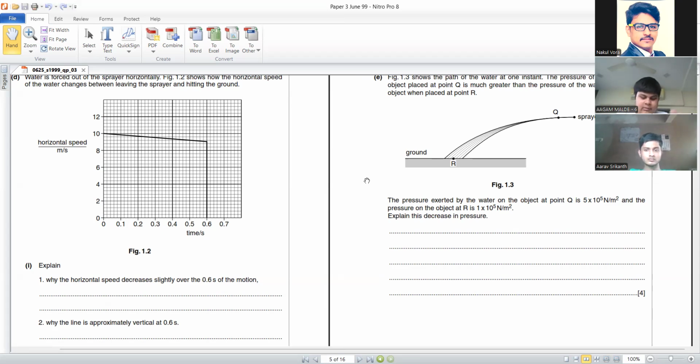Again, we have to make it for 4 marks. So see what I'll write. Water spreads out. The cross-sectional area of water at R is much larger than Q. Pressure is equal to force upon area. Same mass and same volume will spread over a larger area. So hence a lower pressure is created. This is how I will create 4 marks out of it.